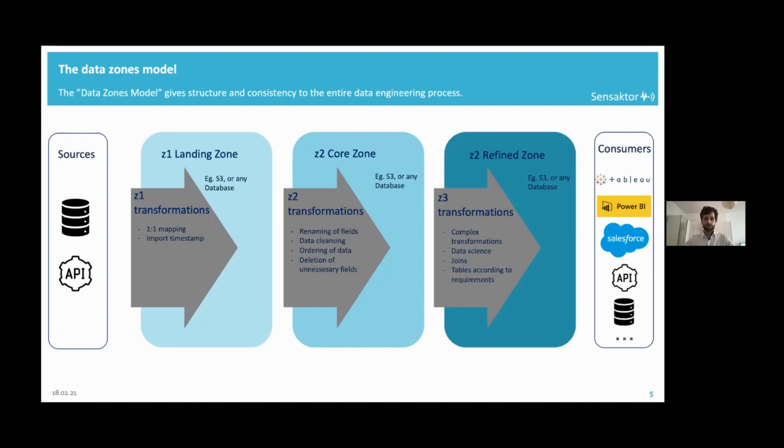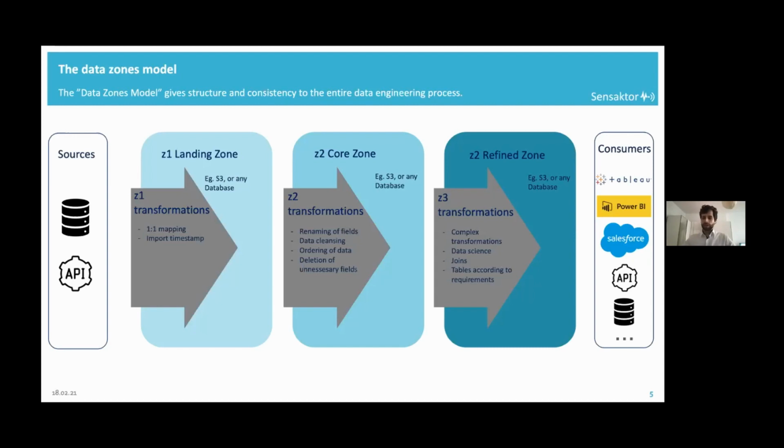The core zone is sometimes also called a trusted zone because you trust the data that's in there. There's not the mess that you might find in some of the edge sources, but this is really the curated data. And from this trusted zone, you can start building complex transformations into zone 3. You can start implementing data science projects. You can start implementing joins for creating new tables that the consumer might want, for example, a table that consists only of data for Germany or data of a specific branch of your business.